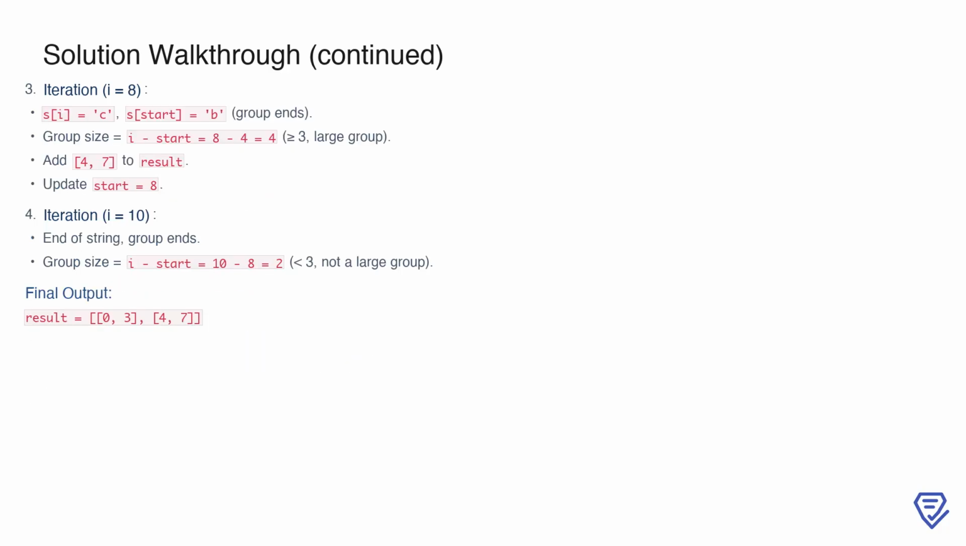At i equals 8, the character s[i] changes to c, while s[start] is b, indicating the end of the current group. The group size is calculated as i - start, which equals 4. This qualifies as a large group, so we add the range [4, 7] to result. Next, at i equals 10, which is the end of the string, the current group ends. The group size is i - start, which equals 2. Since this is less than 3, it does not qualify as a large group. With all iterations complete, the final output for this example is result equals [[0, 3], [4, 7]].